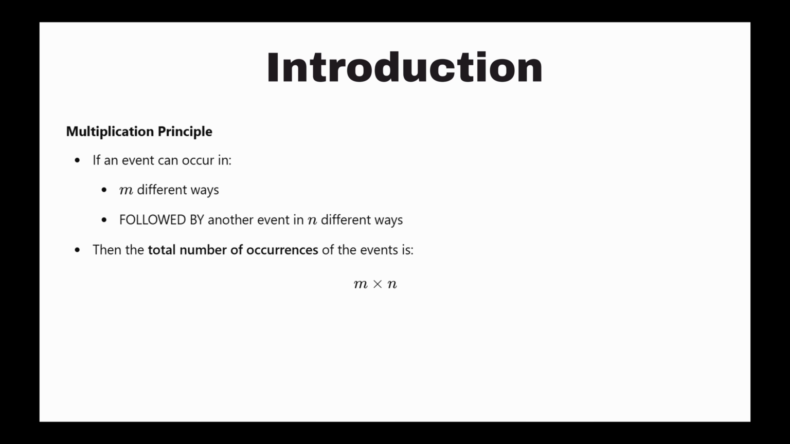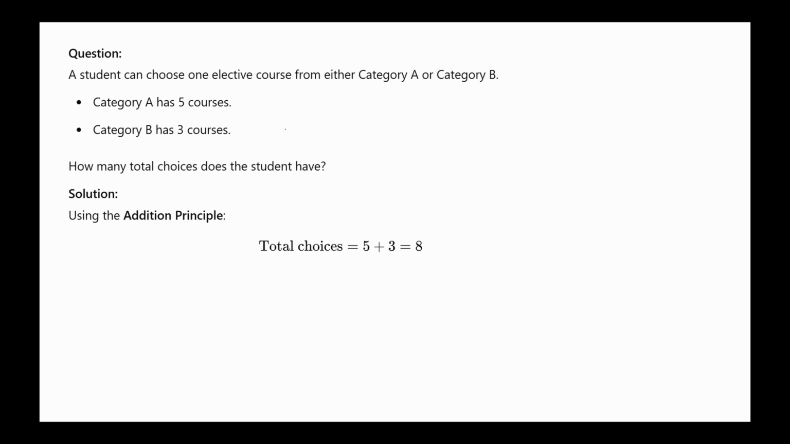Now similarly for multiplication as well. Let's say an event can occur in m different ways, and then it has to be followed by, let's say, n different ways. That time we say there would be m into n chances. Let me show you an example. This would make your doubts clear.